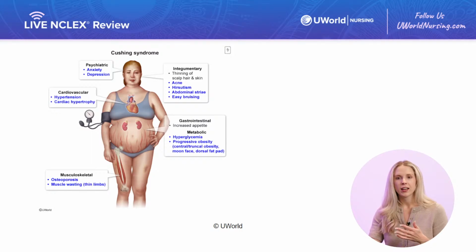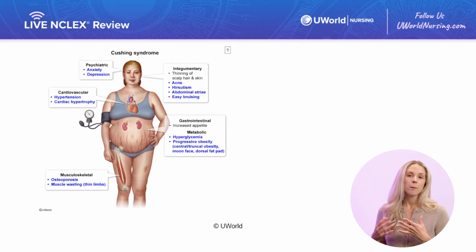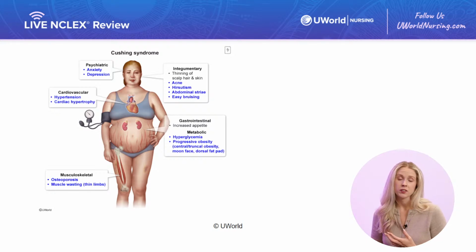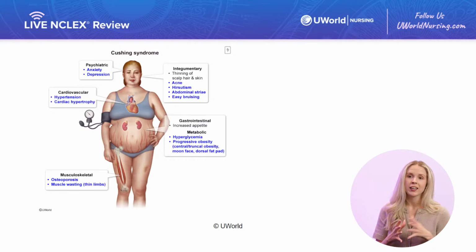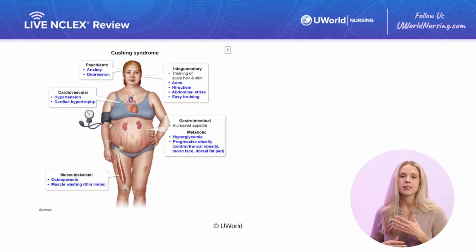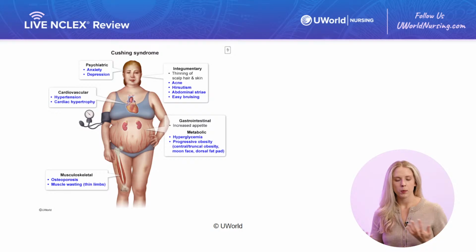We want to educate clients that these body changes that we talked about related to Cushing syndrome may take months, if not years, to resolve. So that moon face, that progressive truncal central obesity, these things didn't happen overnight, meaning they're not going to go away overnight. It's going to take a while for that weight to come off with diet and exercise. So we want to make sure these clients don't expect an overnight fix.